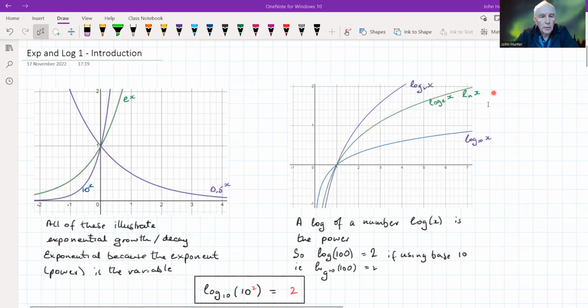This is the first video in the Exp and Log section. This is really just an introduction. Let's have a look at these graphs here. Here we go.